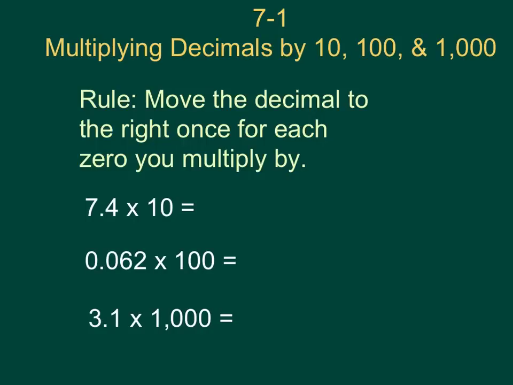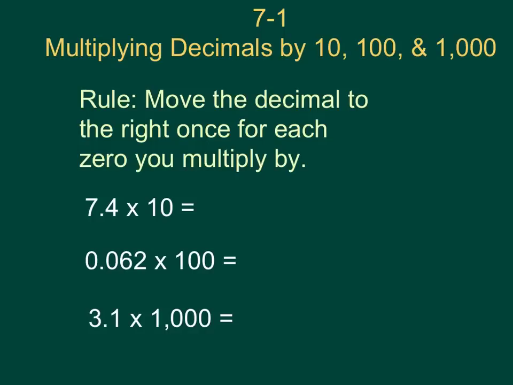Topic 7, Lesson 1, which is multiplying decimals by 10, 100, and 1000. Now, when you're multiplying by decimals, you're going to end up with a larger number than the number you start out with. So keep that in mind. And because of that, you're going to be moving the decimal point to the right. And you'll do it once for each zero you multiply by.